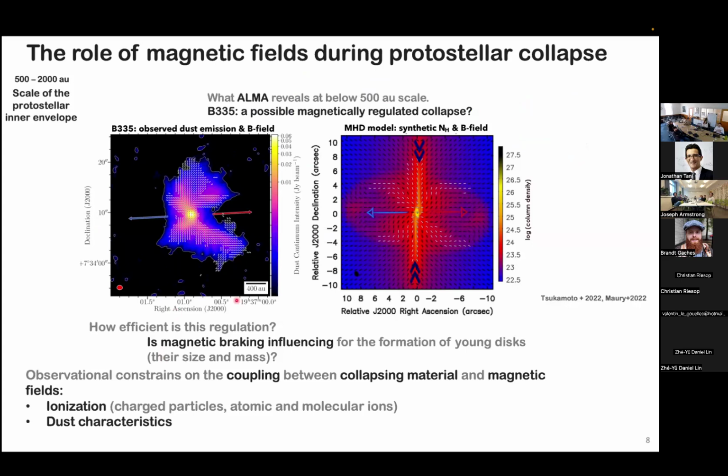This is the running point I'm trying to make during this talk: magnetic fields are involved in all of these phenomena. Here you have an example of an observation of magnetic fields of a classical core on the left and an MHD model representing what's happening. The magnetic field interacts with the collapsing matter, redistributes the angular momentum along the collapse, and regulates the size and mass of the disk via this effect of magnetic braking.